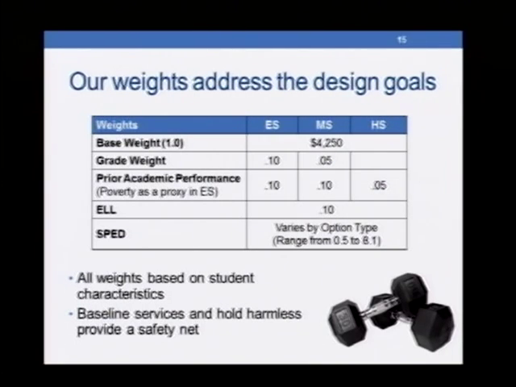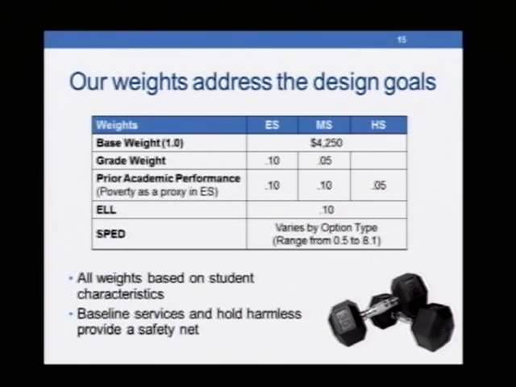They will be based on a base weight, where 1.0 is approximately $4,250 per pupil. The next slide shows how it all builds upon each other. Then we have a grade level weight, largely to account for differences in class size requirements at different levels. In the spirit of funding prior academic performance, or lower performing students, we have a weight for prior academic performance in the middle school and the high school. And in the elementary, we're actually using poverty as a proxy for prior performance because we don't have a kindergarten readiness assessment or any valid source of data there.